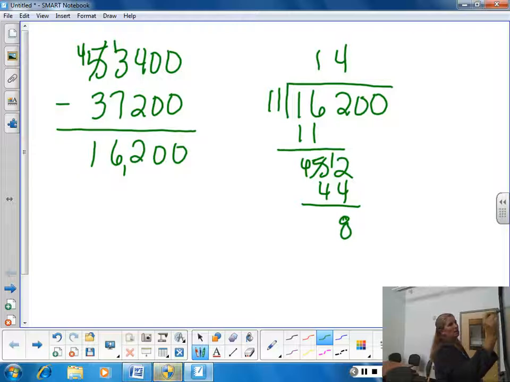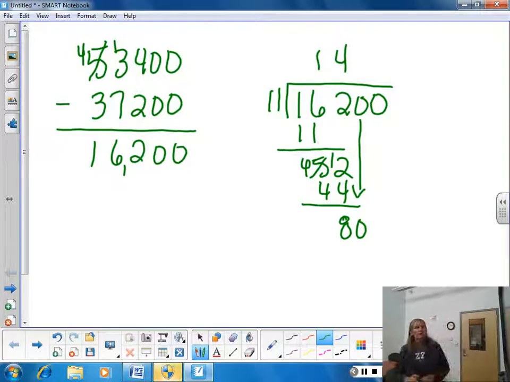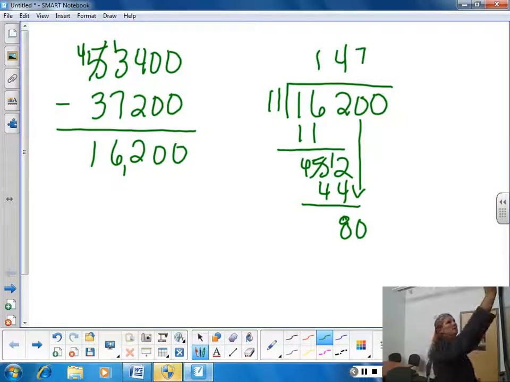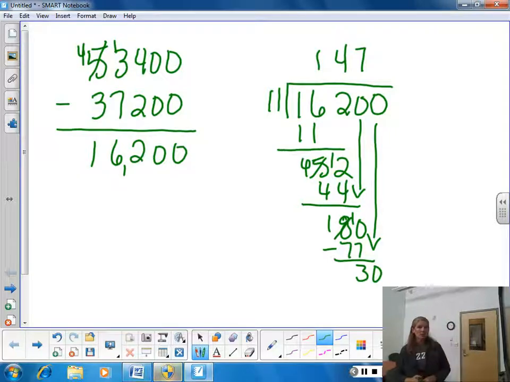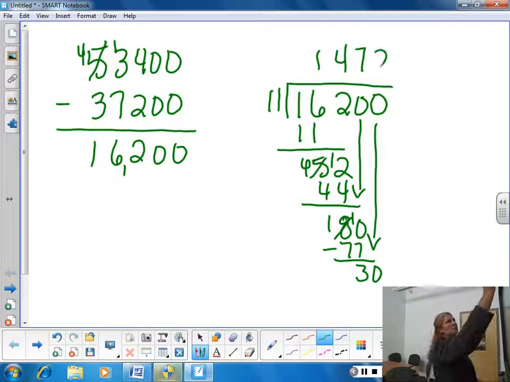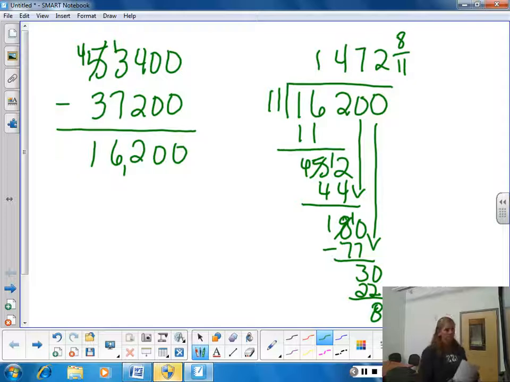That gives you 8. Bring down your 0. 11 goes into 80 7 times, because that would be 77. That gives you 3 when you borrow here. And then 11 goes into 30 2 times. And that gives you 8. And so you have 8 over 11. The question is, is 8/11 closer to going up to 73 or staying at 72?